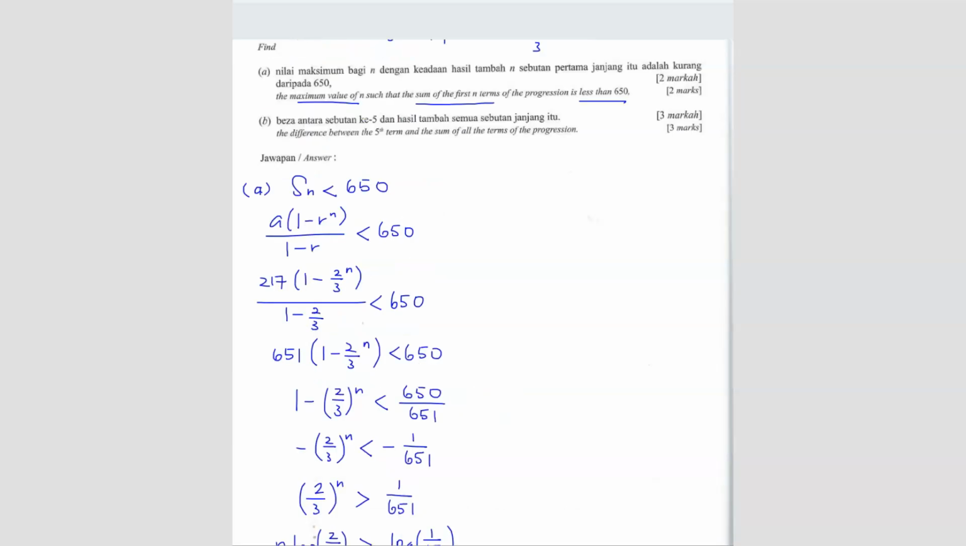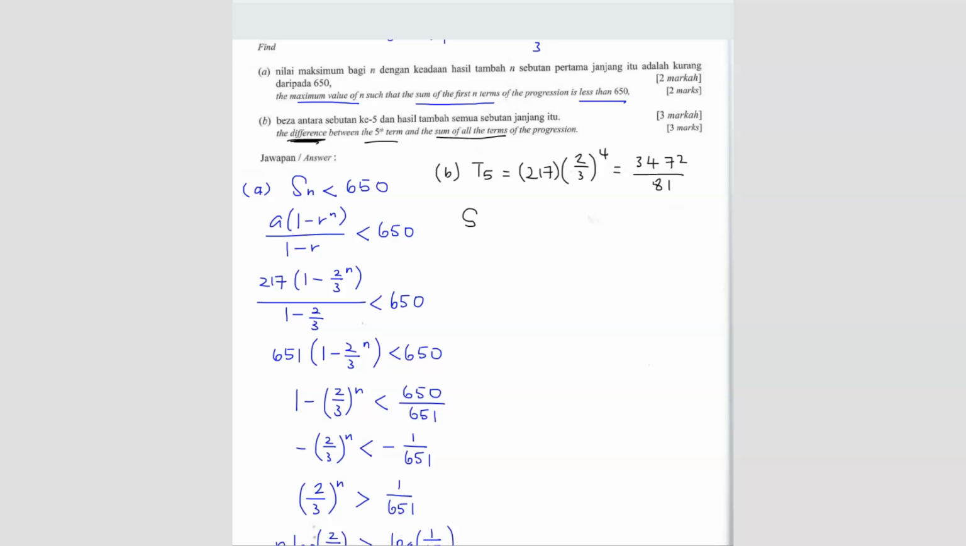Okay, question B, the difference between the fifth term and the sum of all terms. In this case, they're asking for the difference. Difference means you must subtract these two values. First, they want you to find T5, term number 5. The formula is A R^(n minus 1). So the fifth term is 217 times (2/3)^4. You can straight away put it in your calculator. I'll write it as a fraction, 3472 over 81. I don't want to round off first, so I write it as a fraction.